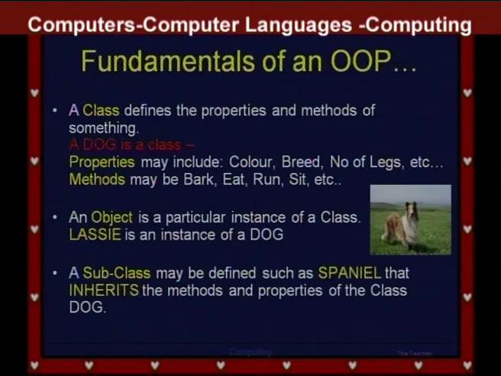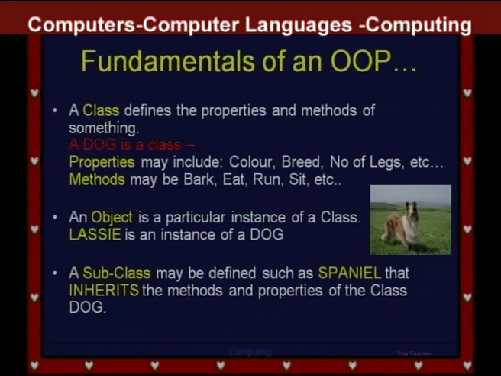So what are the properties? A property is nothing but methods or variables. Methods can also be called functions. So functions and variables together are called the properties of a particular object.